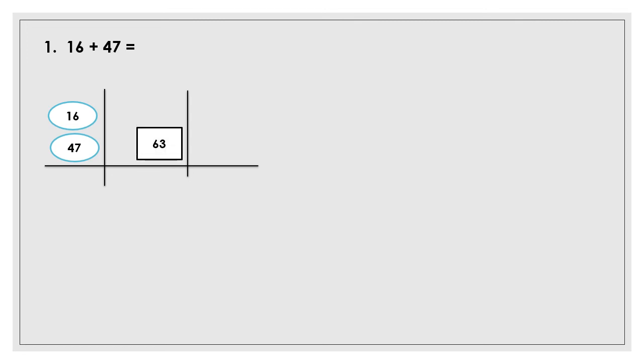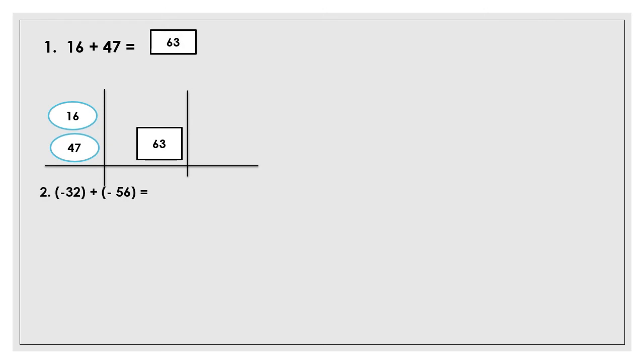More examples. We have 16 plus 47. So we have the seeds diagram. Then 16 is at the upper portion as well as 47. So we get the sum, 16 plus 47 is positive 63.